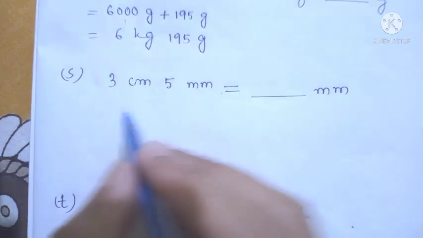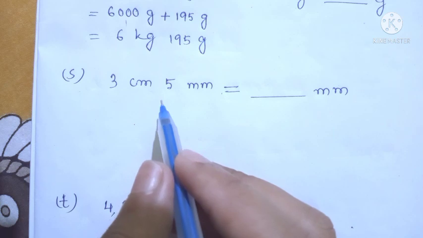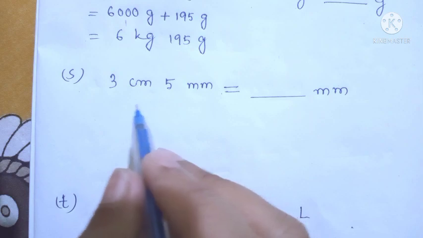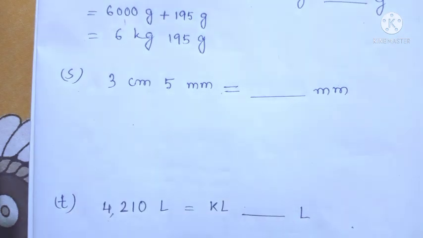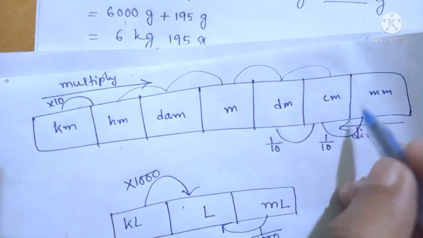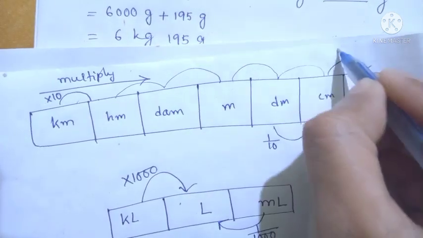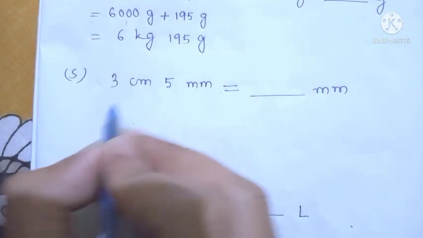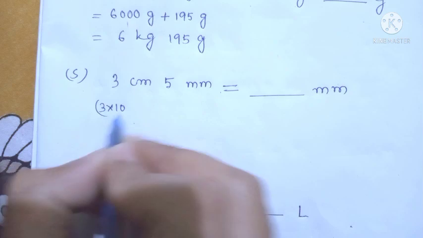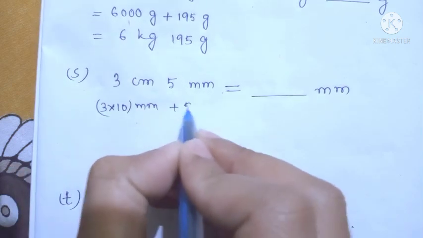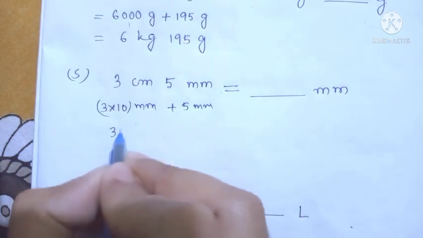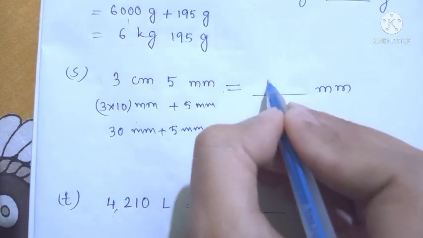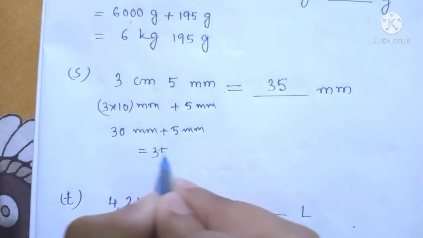Now 3 centimeter 5 millimeter. We know centimeter and millimeter are only one step, so you have to multiply only 10. So 3 centimeter means 3 into 10 millimeter, and 5 millimeter is there, so 30 millimeter plus 5 millimeter, that means 35 millimeter.